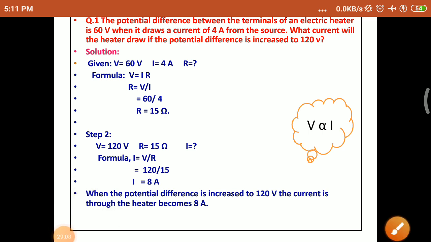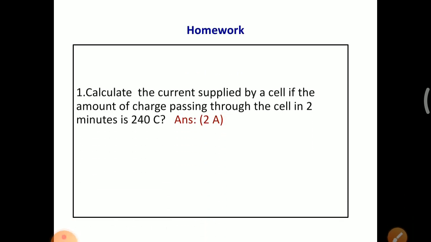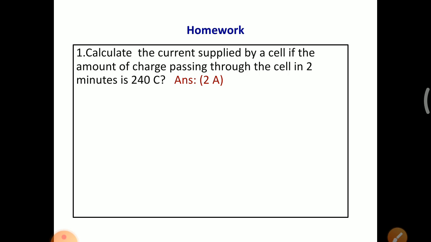I hope you clearly understood these two sums. The next, homework questions. Dear students, you have to work out the numericals I gave in the video, and you have to do this homework also. These are very simple sums. You can do them very easily. The first question, calculate the current supplied by a cell if the amount of charge passing through the cell in 2 minutes is 240 coulomb. Here I have given the answers. After completing your homework, you have to check your answer.